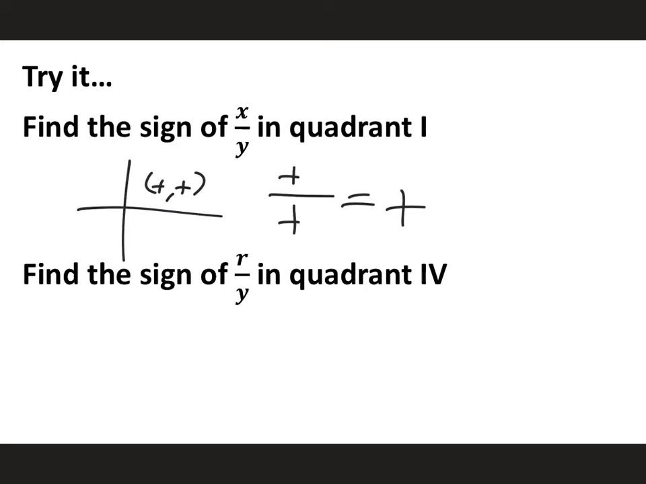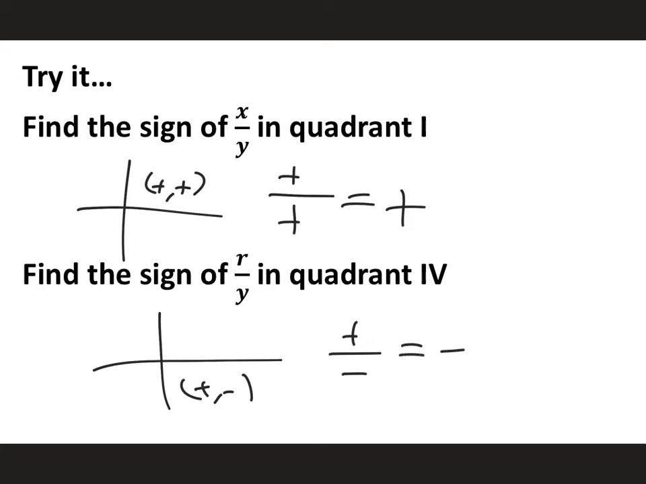Well, find the sign of r over y in quadrant 4. Quadrant 4 is down here. That's a positive comma a negative. So my r value, we said before, is always positive, but in this case, our y value is negative. If I have a positive number over a negative number, my answer is going to be negative.